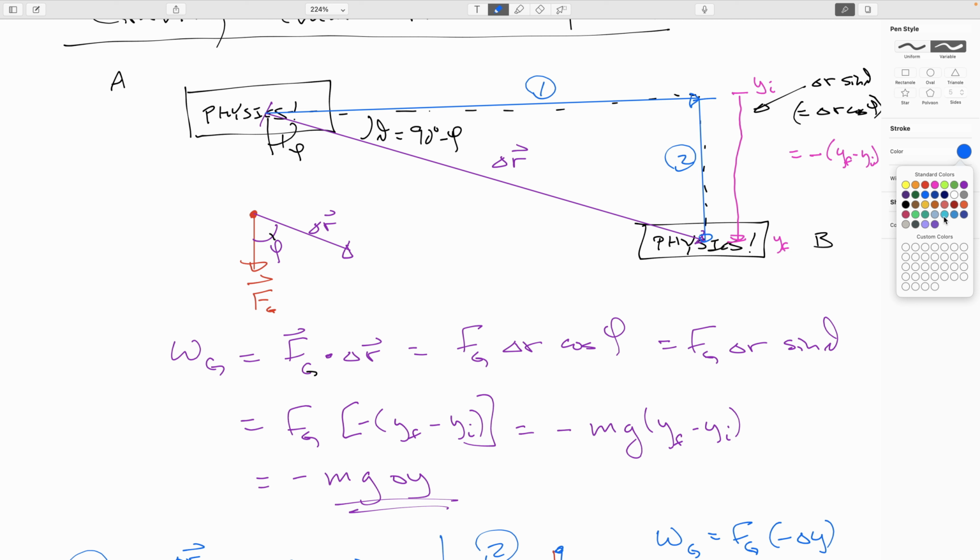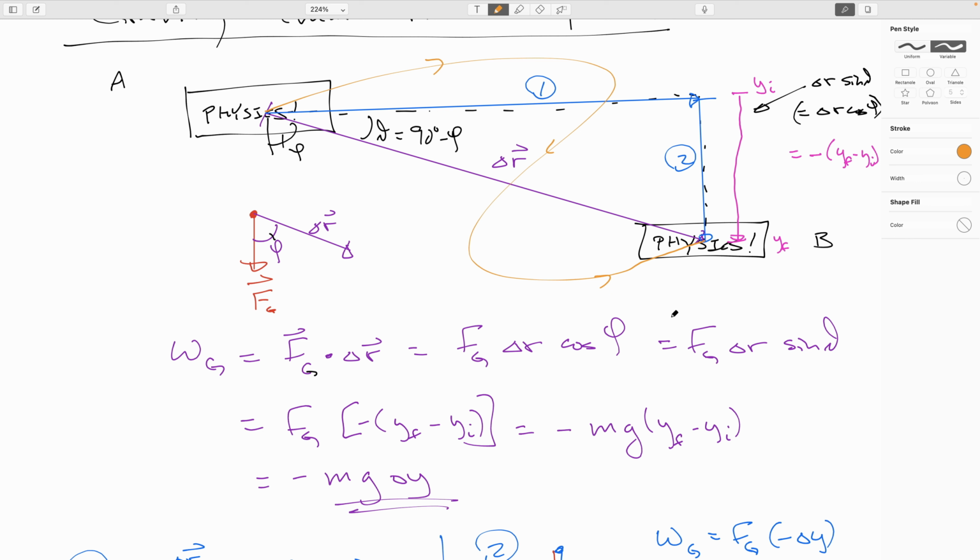So let's make the general path some sort of an orangey color. There we go. So this is just some totally arbitrary general path. There. That's just some totally arbitrary general path that connects A and B.